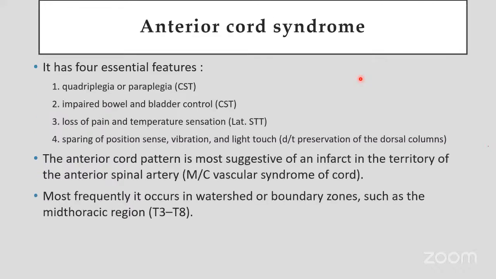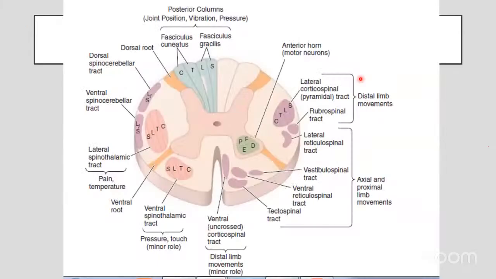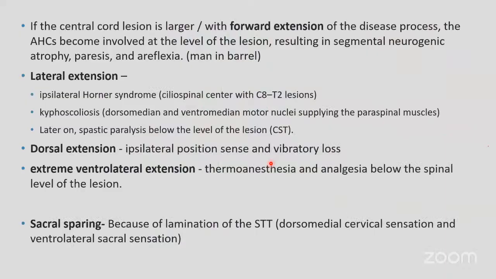Moving on to anterior cord syndrome, it has 4 essential features. The structures anteriorly in the spinal cord are the ventral uncrossed corticospinal tract, the vestibulospinal, reticulospinal, and tectospinal tract, and some part of the lateral corticospinal tract.